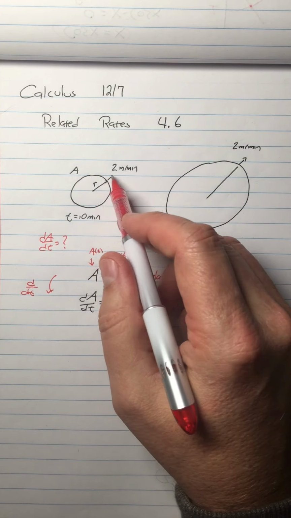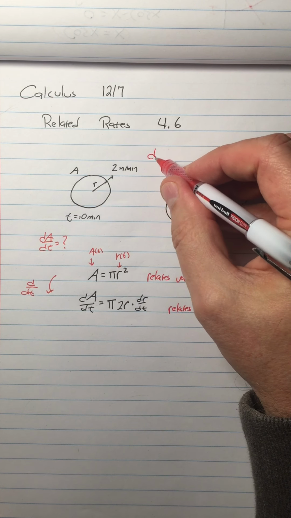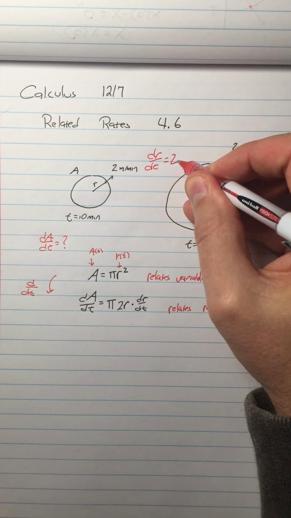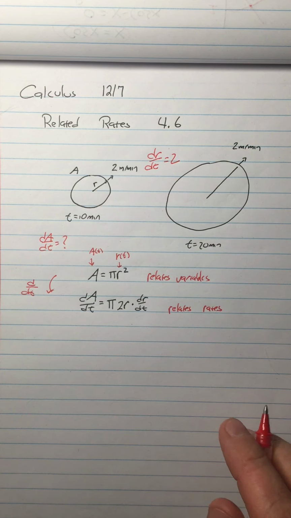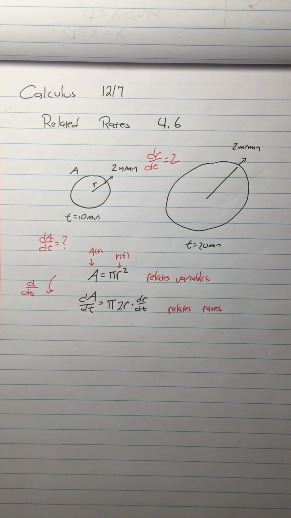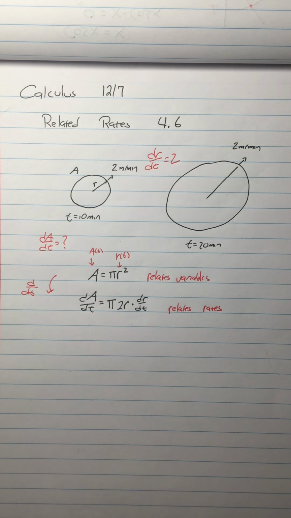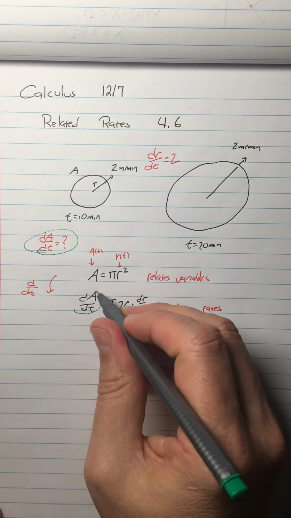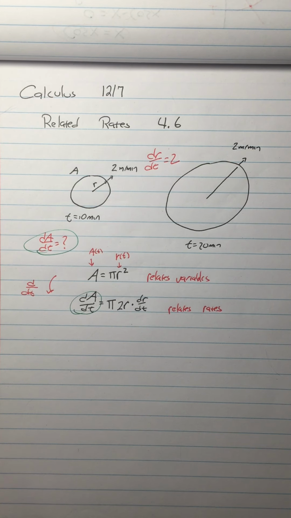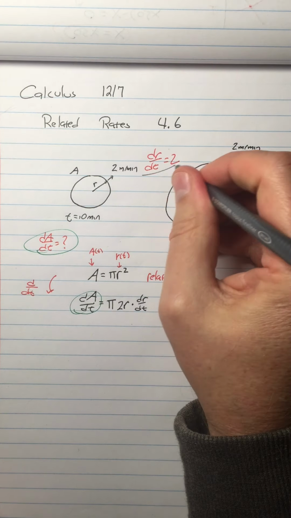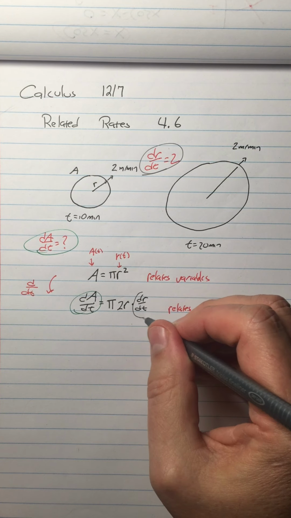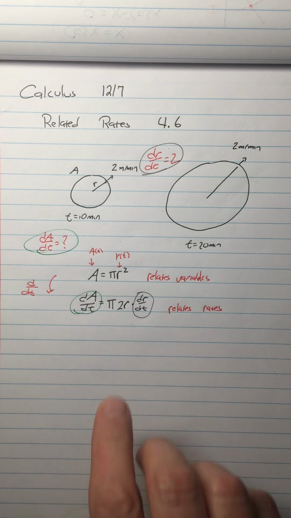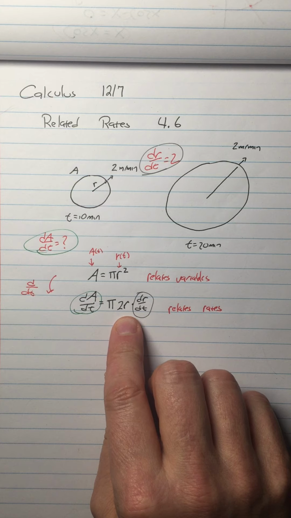So when we're looking at this 2 meters per minute, what we're really looking at is that dr dt equals 2 in both cases. So now we've got things that we can sub into this equation. So we know what we're solving for. We're solving for dA dt. And we know what we can plug in. We know that dr dt equals 2, so we can plug that in for the dr dt. All right, but now I have this problem. I need to know what the r is.